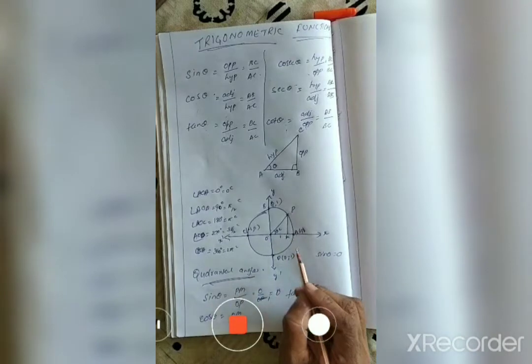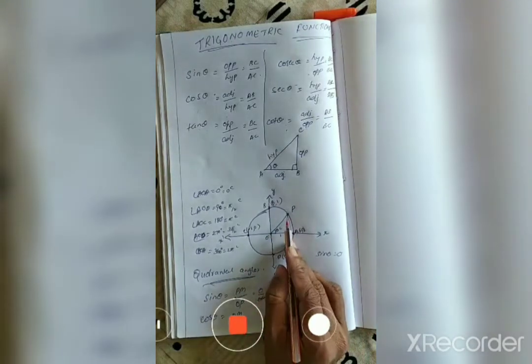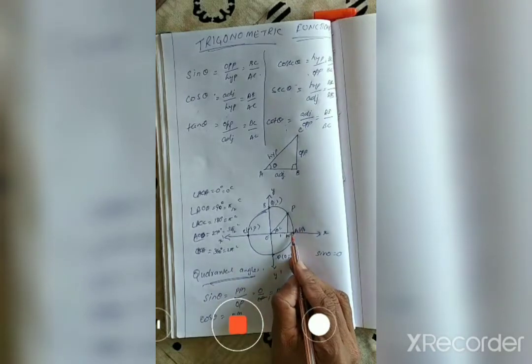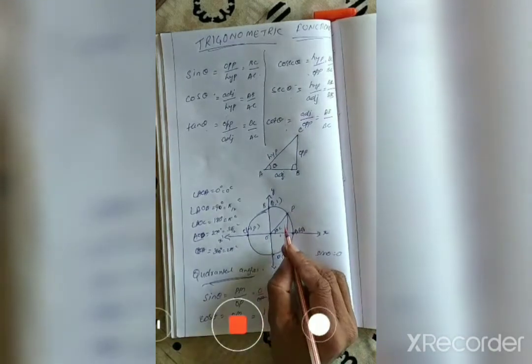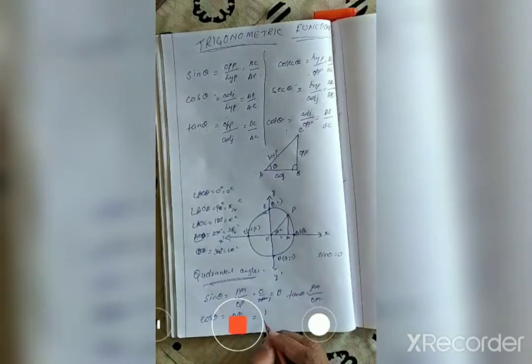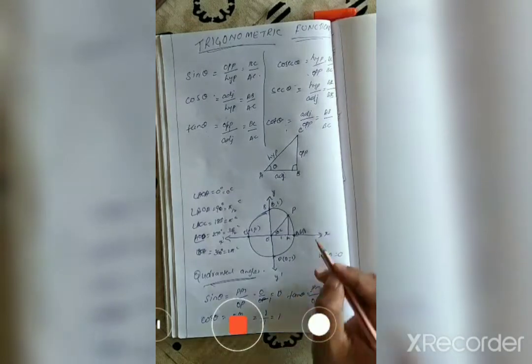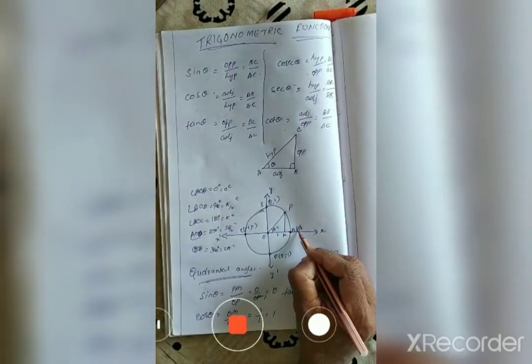Next, cos 0. What is cos? Cos function is OM. When the point P coincides with the point A, then this becomes 1. The whole distance is 1. OP and OM both are 1, so it is 1. So sine 0 is 0, cos 0 is 1.